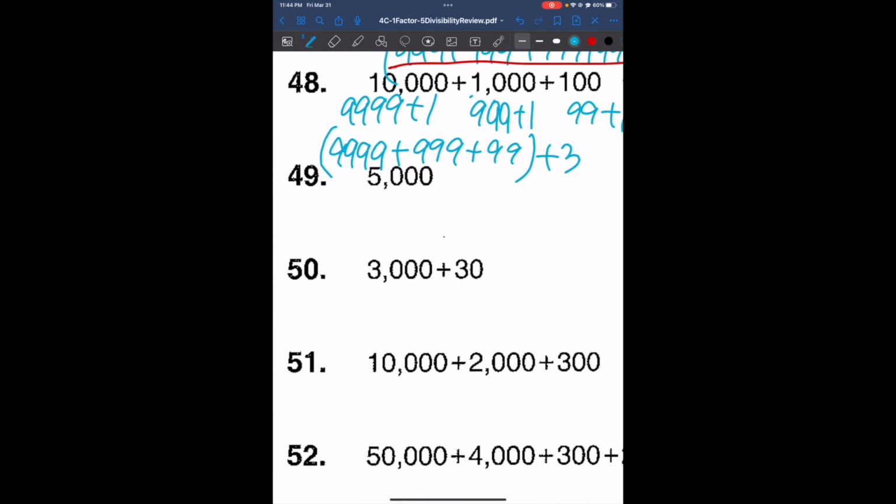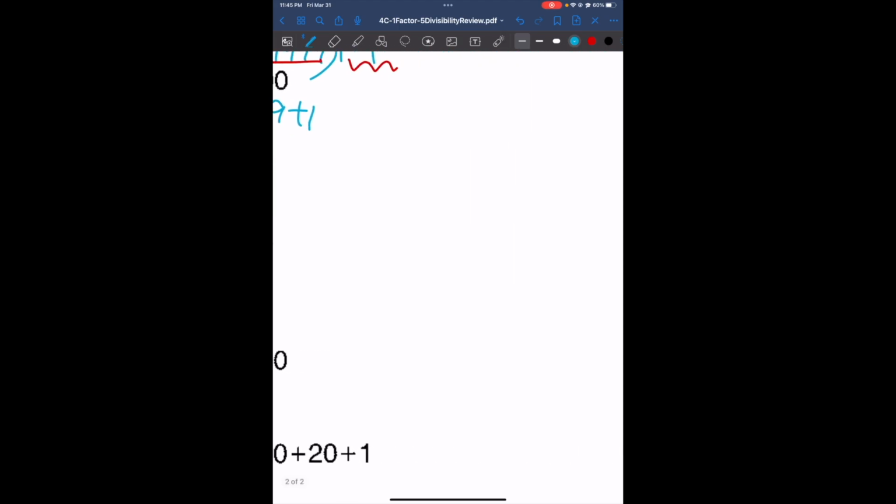Then we have 5,000, and so 5,000 is going to be 1,000 added 5 times. And each 1,000 can be expressed as 999 plus 1. So we have 999 5 times plus 1 5 times, which is 5. So our remainder is going to be 5.